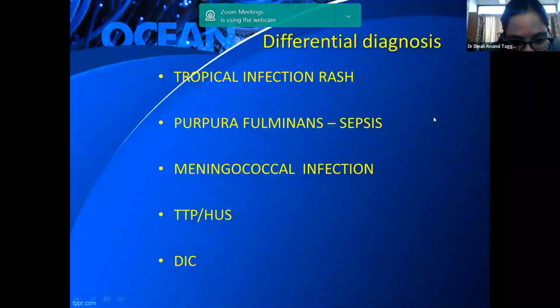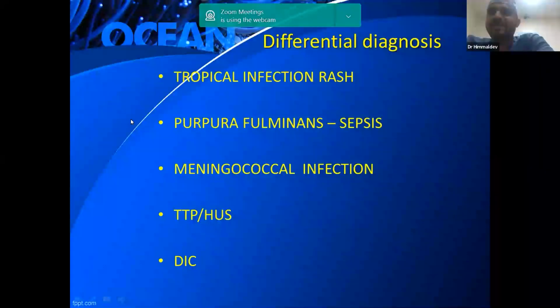Yes, so somebody has answered in the chat box that it's probably a tropical rash from the history and the presentation. Correct. So rightly pointed out, because if you know the history of working in an endemic area, history of fever, rash, altered sensorium, all fits into symptoms of tropical infections. So my first probable diagnosis is tropical infection.